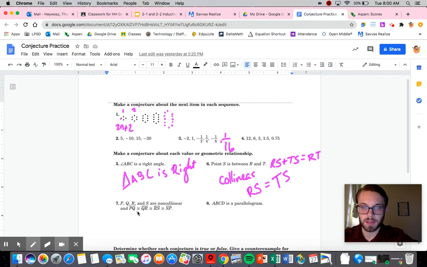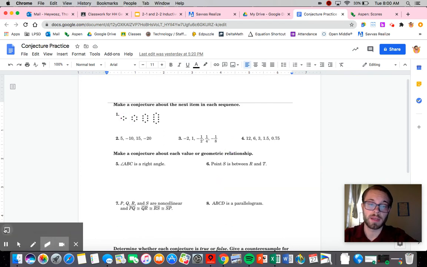Similarly, with this one, you could say, well, they're a square. Or on this one, you could give me some information maybe about the side lengths or something like that. Okay? All right, so let's move on and talk about how to prove conjectures false.